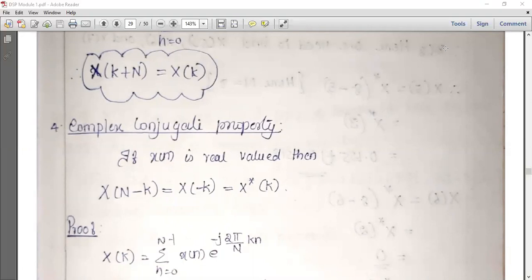Today we are discussing the next properties of DFT, the fourth of which is the complex conjugate property. If x of n is real valued, then x of n minus k, instead of x of k, we are using x of n minus k, is equal to x of minus k, which is equal to x conjugate of k. This is the complex conjugate property.